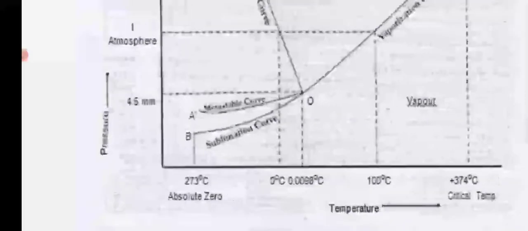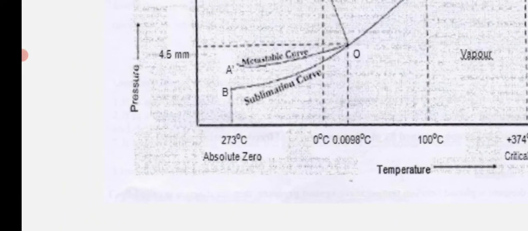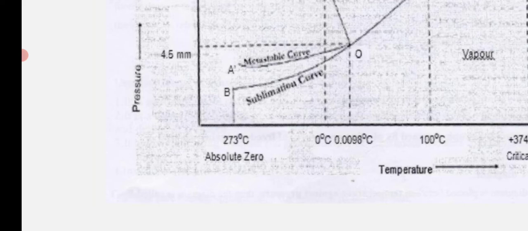Let us see curve OA dash. Curve OA dash is called the vapor pressure curve of supercooled water. It shows the equilibrium between supercooled water and vapor phase. This equilibrium is called metastable equilibrium.